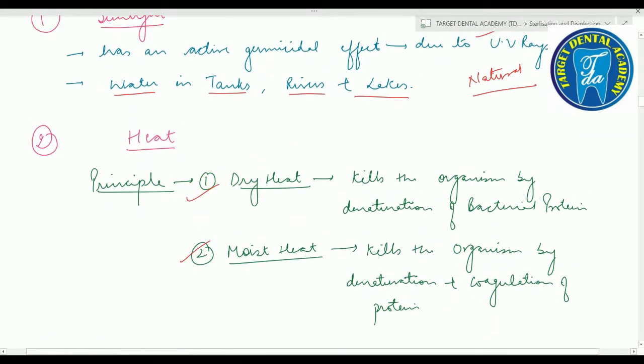These are the principles of heat. First is the principle of dry heat. It kills the organism by denaturation of the bacterial protein, while the principle of moist heat kills the organism by denaturation and coagulation of the protein. Important points. This is the main difference between the principle of dry heat and moist heat.